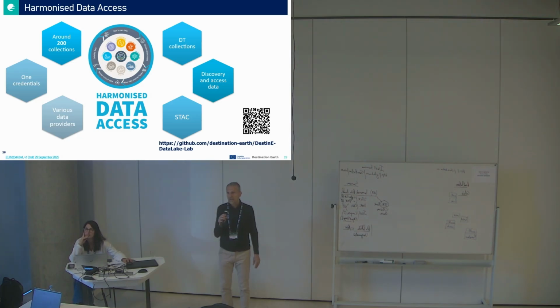The harmonized data access here, the idea is to have one API to find, search, and access all kinds of data with the same API, because we have many services around Europe and in different platforms, and they have slightly different APIs. And here with the harmonized data API, the idea was to have one API with which you can access all of the data. 200 collections are in there. You can use the one credential that you have created on the core platform. Various data providers are integrated. I listed some of them. It's STAC-based. We have the digital twin collections in there. And we can go to the next slide.